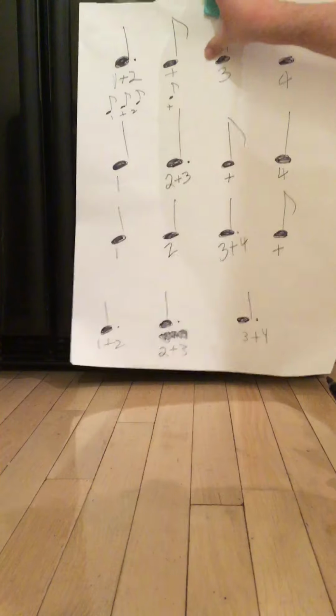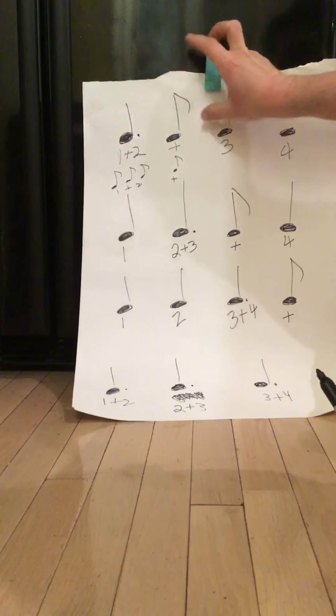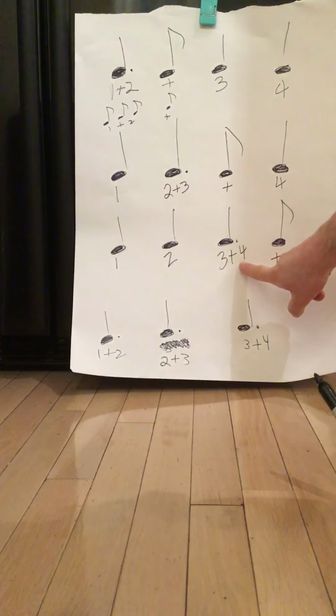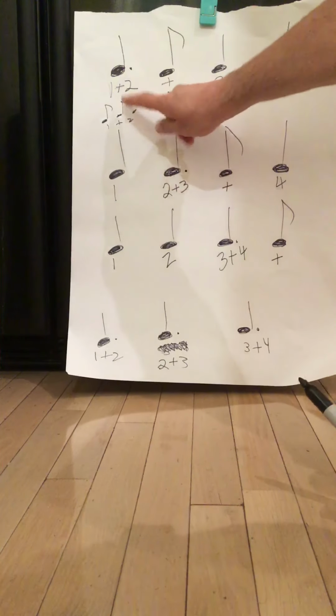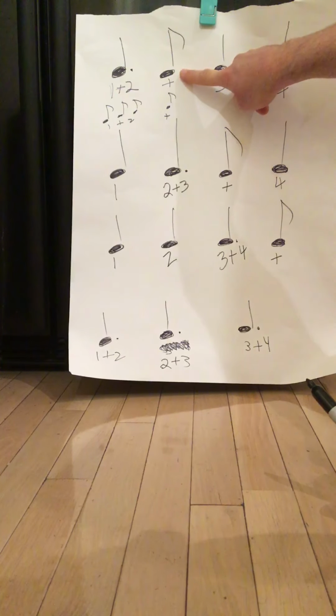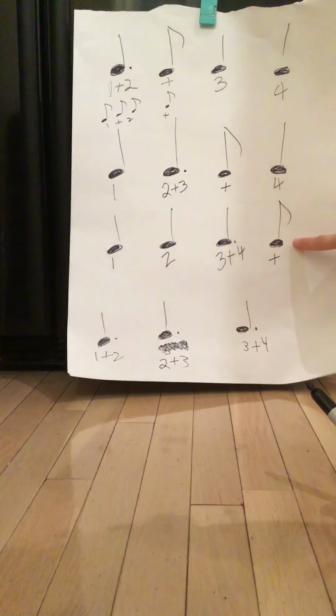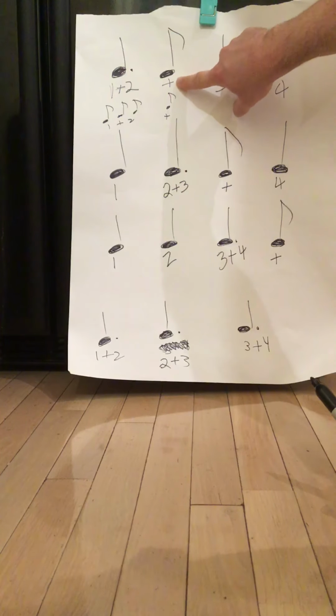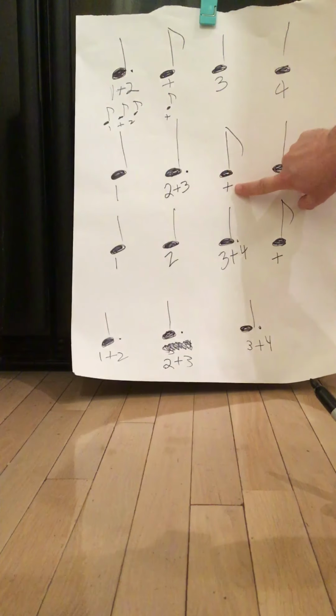1 and 2, 2 and 3, and 3 and 4. Most of the time, a dotted quarter note is followed by an eighth note, just like it is here and like it is here. And that eighth note is counted with the "and."